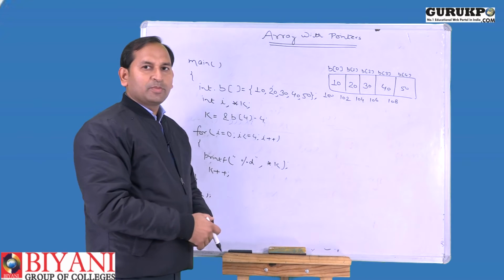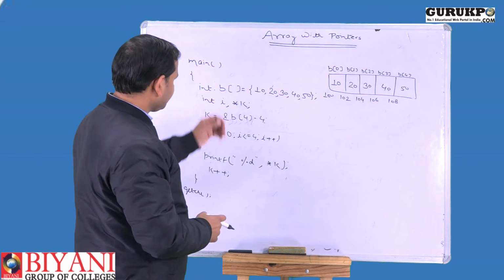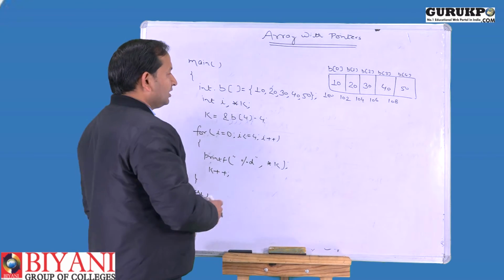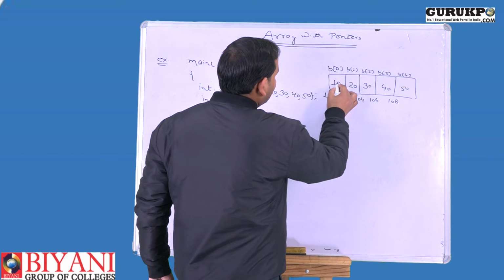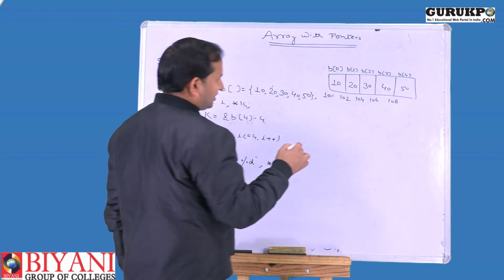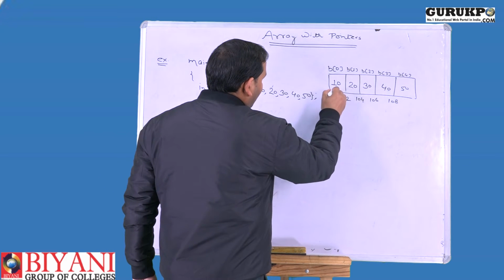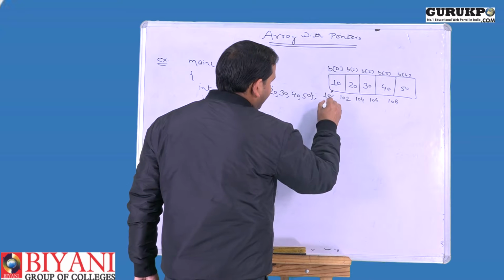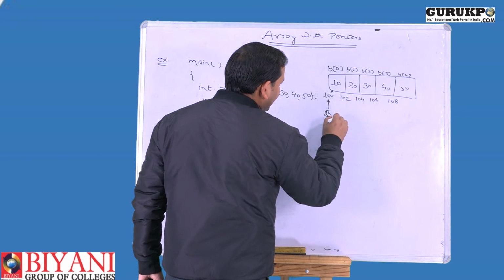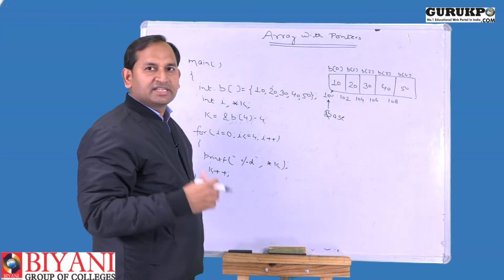So this is the memory map of the array which contains 5 elements, the values 5, 10, 20, 30, 40, 50, and so on, and the addresses of each element. Suppose we assume 100 is the base address. The address of the first element is called the base address.